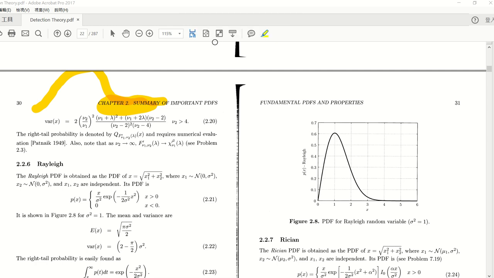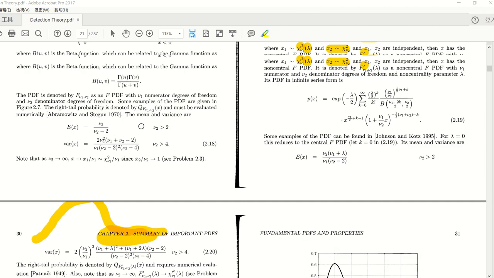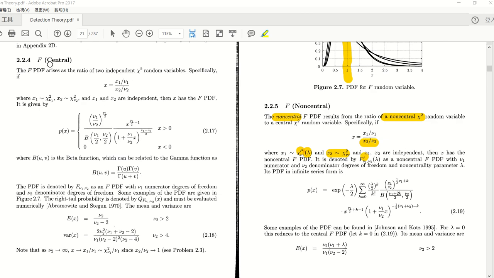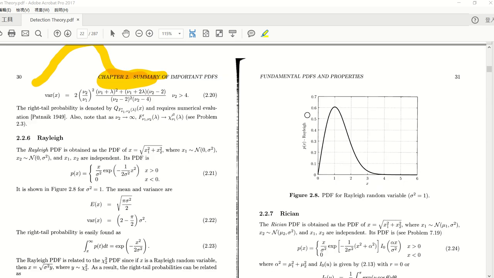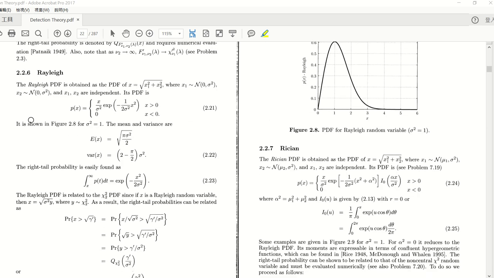Okay, so let's get started from last session. At the end of last session, we finished the F distribution, with the central version and non-central version. And now we are going into the Rayleigh distribution.